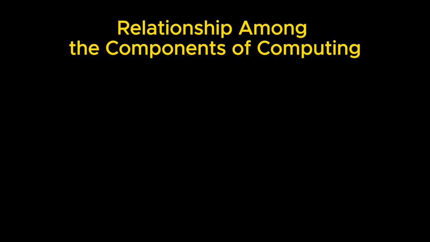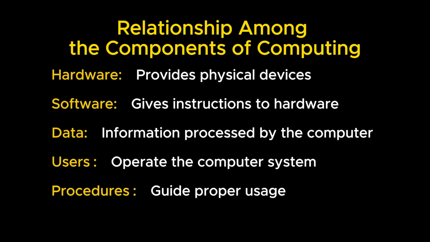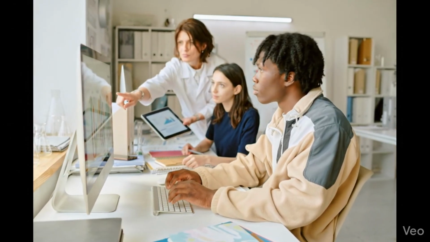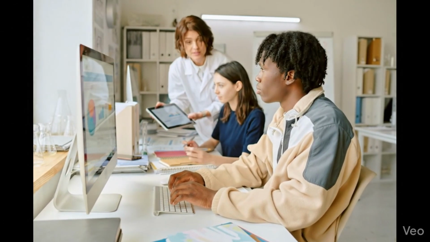Relationship among the components of computing. All components of computing work together as a system. Hardware provides physical devices. Software gives instructions to hardware. Data is the information processed by the computer. Users operate the computer system. Procedures guide proper usage. Practical example: when typing a document in Microsoft Word, the keyboard is used to enter text.